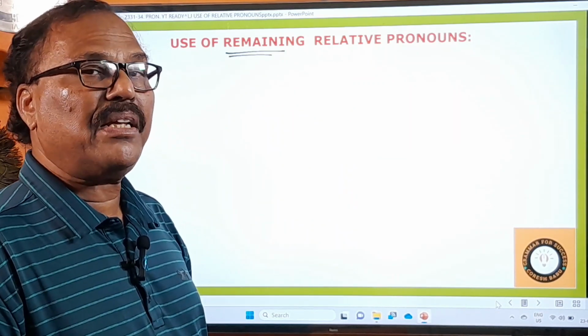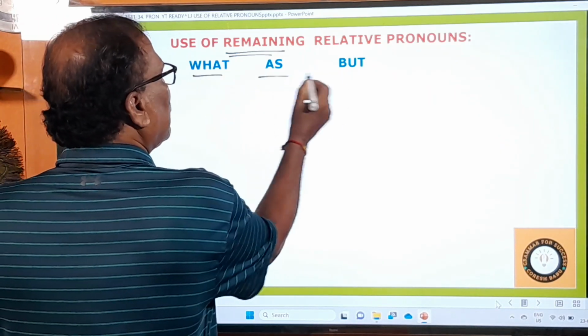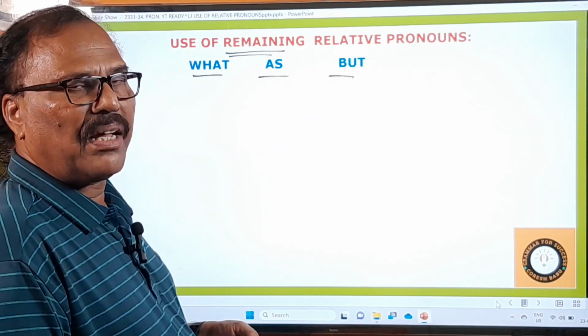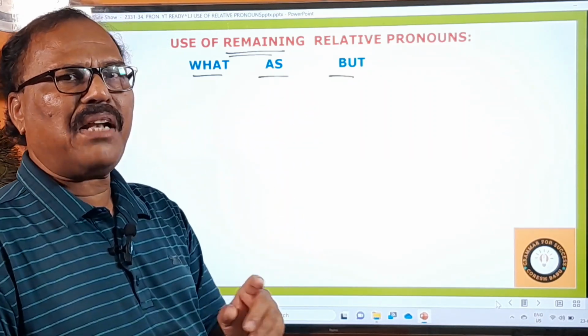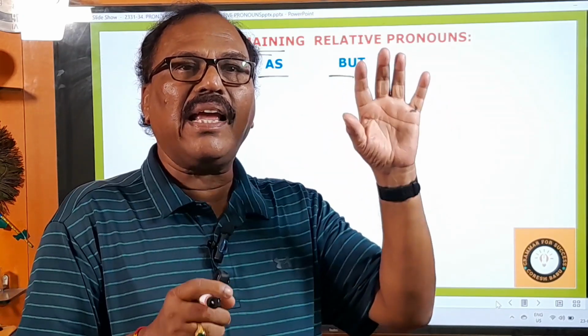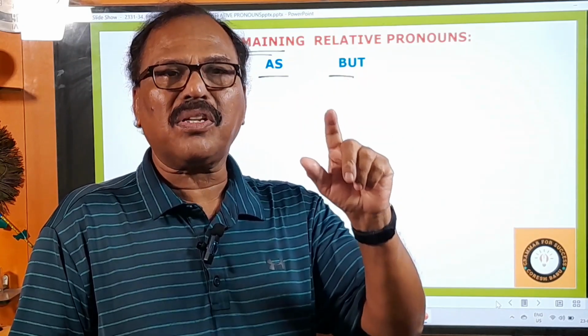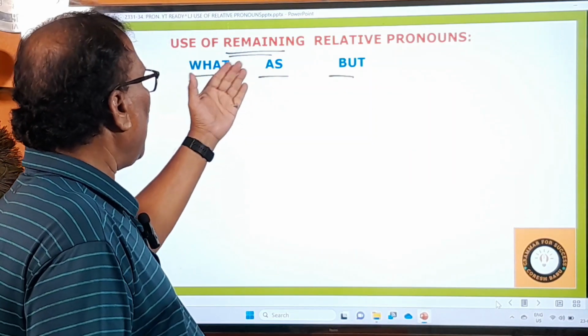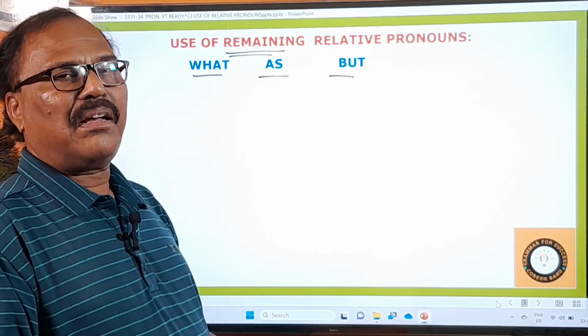Then what are the remaining relative pronouns? Here they are given: what, as, and but. These three are the remaining relative pronouns, and from this you understand one important fact that there are as many as 8 relative pronouns. What are they? Who, whom, whose, which, that, but, as, what. These are all, you can say, 8 relative pronouns.